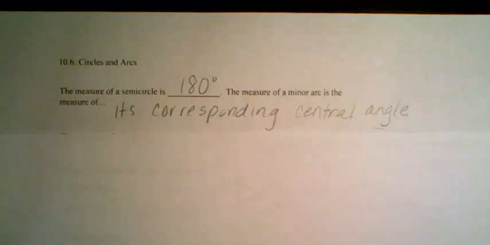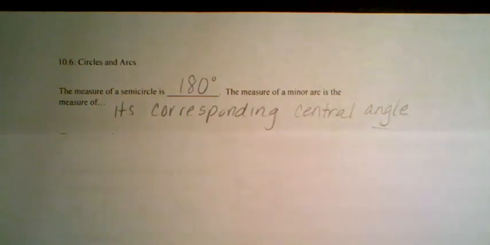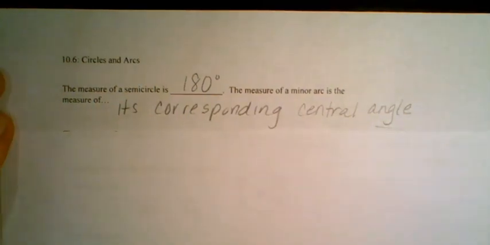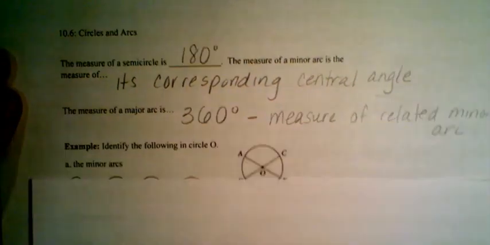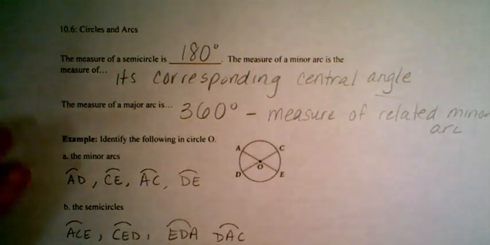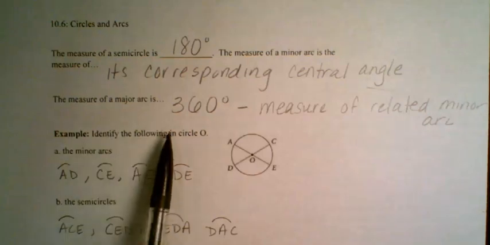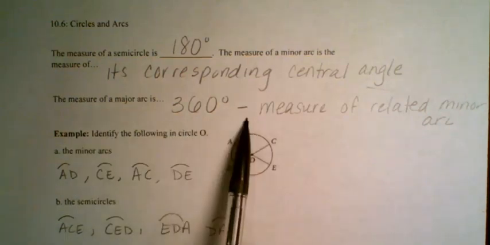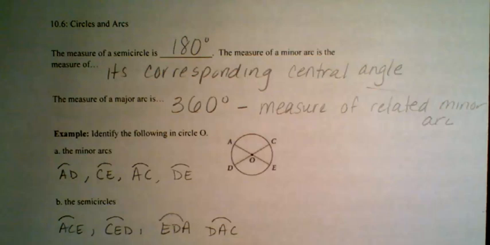Just to reiterate, the measure of a semicircle is 180 degrees because it is half a circle. A circle is 360 degrees. The measure of a minor arc, something less than a semicircle, is the measure of its corresponding central angle. The measure of the major arc is 360 minus the smaller arc.